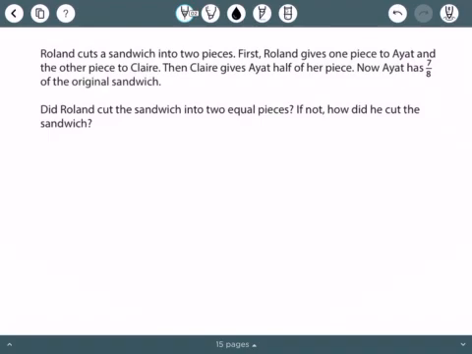So, if we look back at the question, Roland has a sandwich and he cuts it into 2 pieces. It doesn't tell us anything about the pieces, it just tells us that it's 2 pieces. First, he gives Ayat a piece and then he gives Claire a piece. So to start with, we know it could be, if Roland's a fair man, that he gives half of the sandwich to Ayat and half of the sandwich to Claire. That could be our first option.